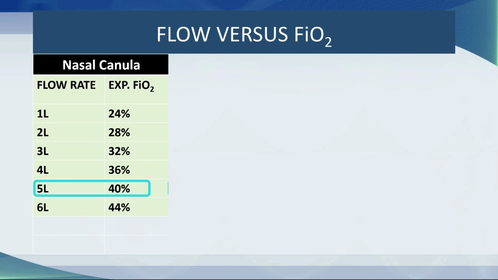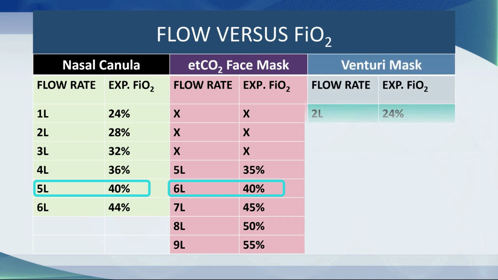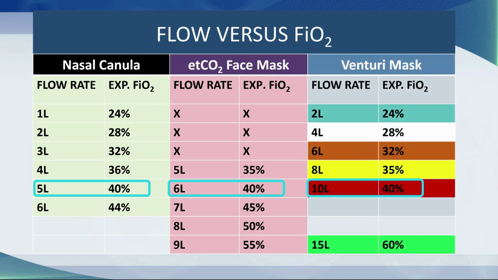Now, if we use a CO2 face mask, that's the simple face mask that measures end-tidal CO2, this is the one that we tend to use in our practice, and the little leaflet that comes with this tells us exactly what FiO2 to expect. So 6 liters of flow with a simple face mask delivers 40% oxygen, remembering that you can't give below 5 liters. And finally, with the Venturi mask, to get 40% oxygen, you have to give the patient 10 liters of flow. So that's quite remarkable.